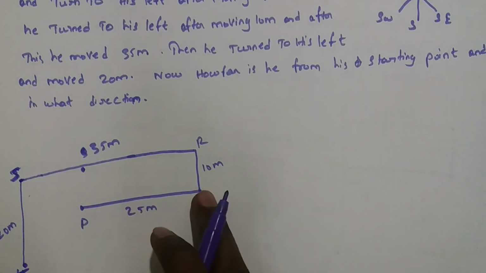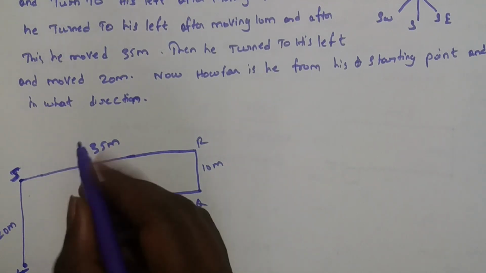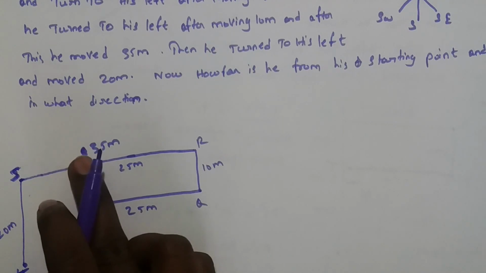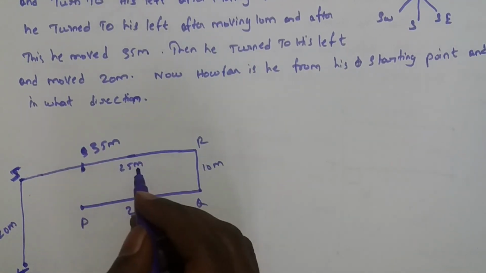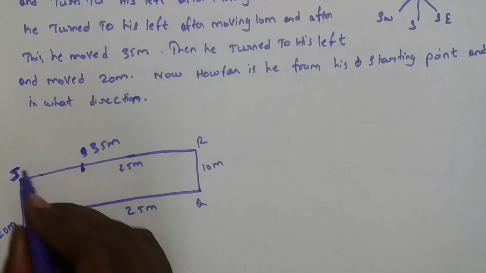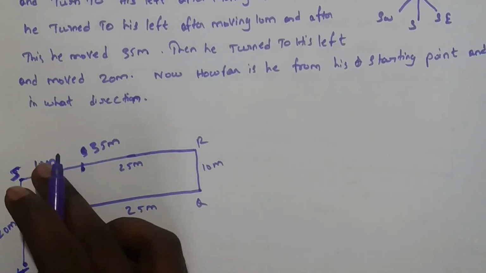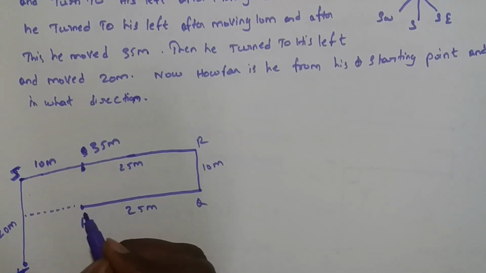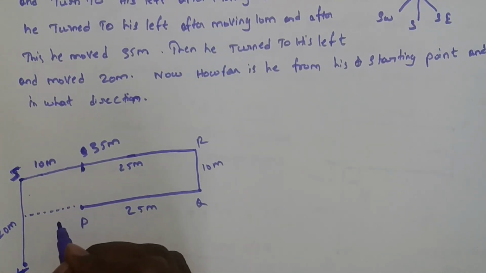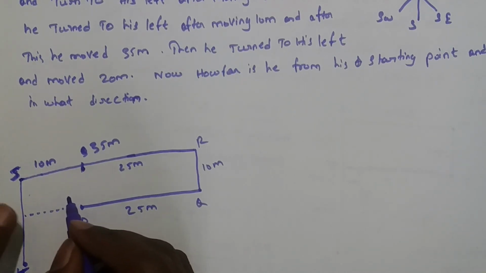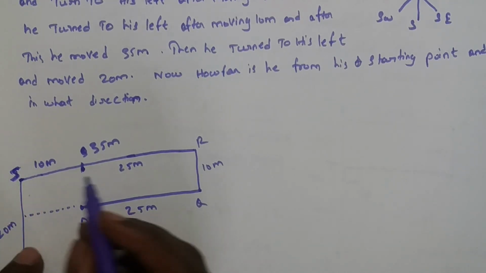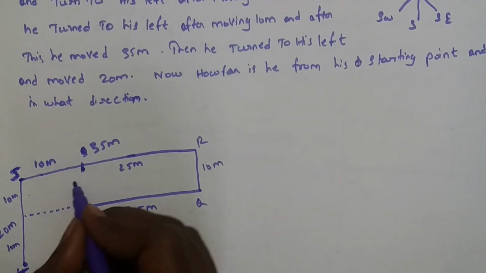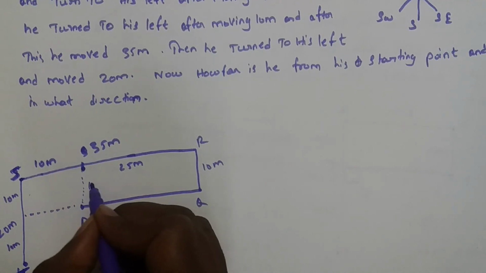From the right he moved 25 meters, which means from here also the distance is 25 meters. 35 minus 25 is equal to 10 meters. So the distance here is 10 meters, and here also the distance is 10 meters, and again here the distance is also 10 meters.